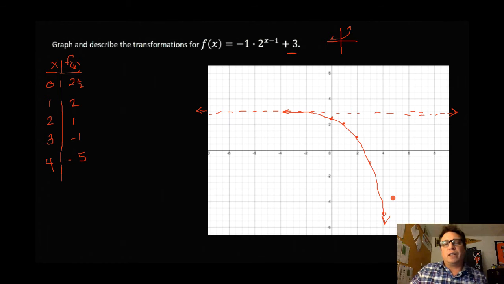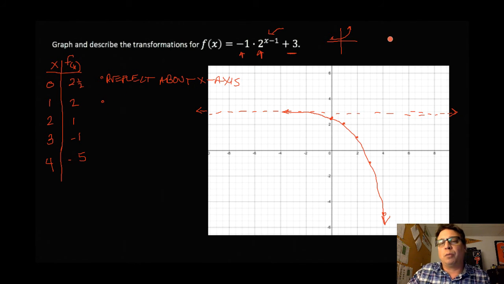So let's talk about the transformations and what these mean. We know that this negative means that it gets reflected about the x-axis. This 2 is just our base, so that doesn't contribute anything. This -1 here is the left-right shift. This means the graph, which would normally be our parent function, in this case f of x is equal to 2 raised to the x power.